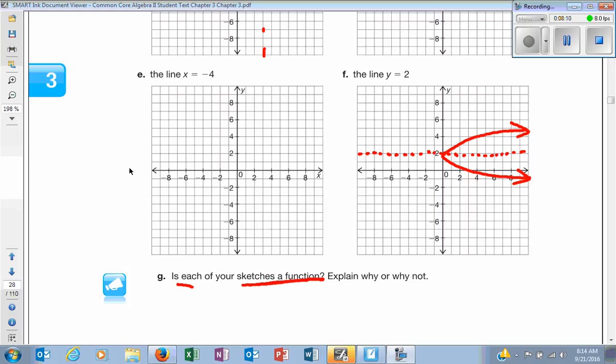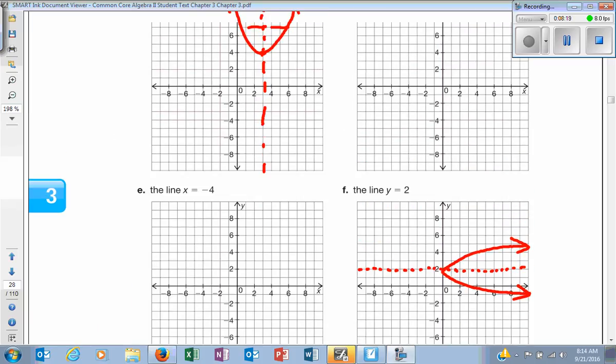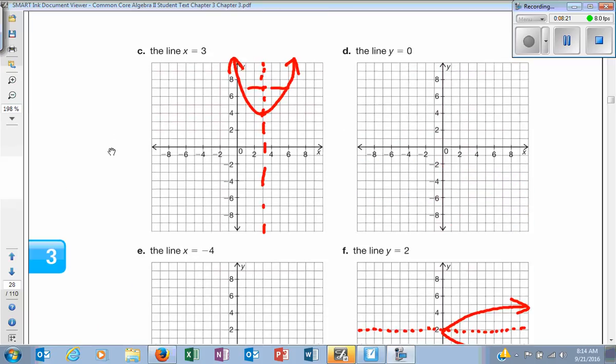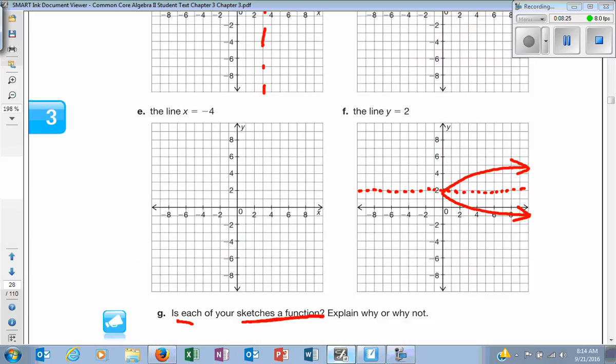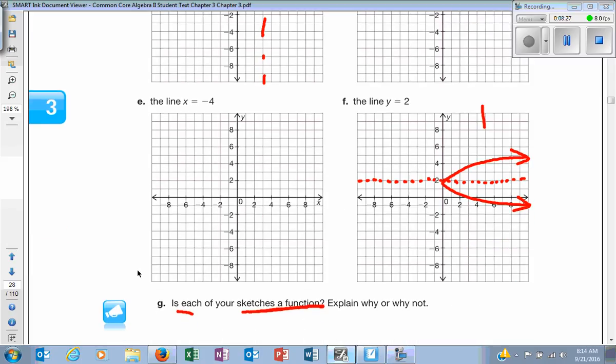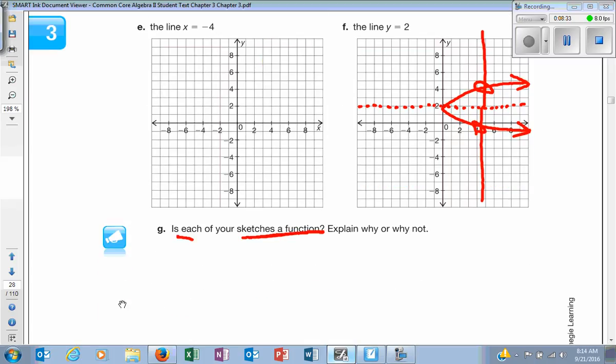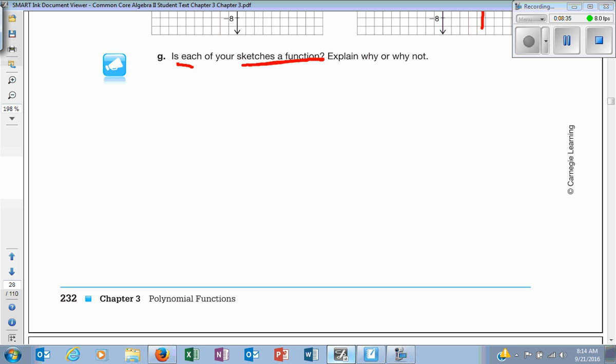are these graphs up here all functions? How do I know? Well, I check this one. Does it pass my vertical line test? Does this one right here pass my vertical line test? Yes. Does this one right here pass my vertical line test? No, it hits twice. So no, not all of these are functions. That's a quick way to explain why they do not pass the vertical line test.